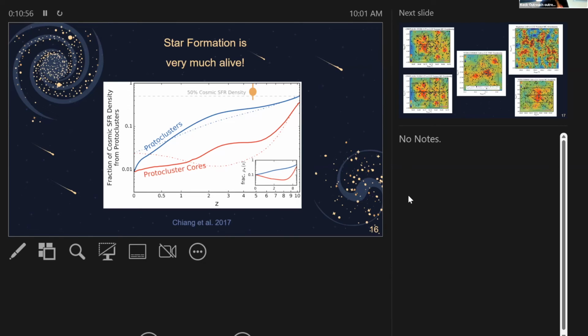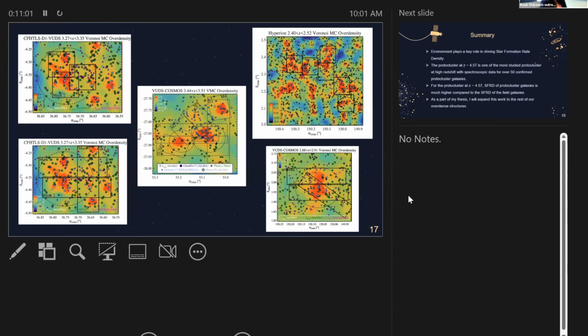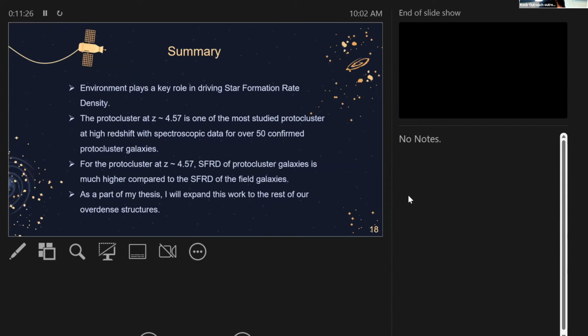So this is for my thesis. This is just where we are starting. In future, we would like to expand this work to our other protoclusters, which we already have data for from Keck. Shout out to Priti, who helped us take some of this data. And we want to continue this analysis with all these protoclusters to better understand the relationship between SFRD and the environment. So that being said, I will leave up my summary slide and I'm happy to take any questions.